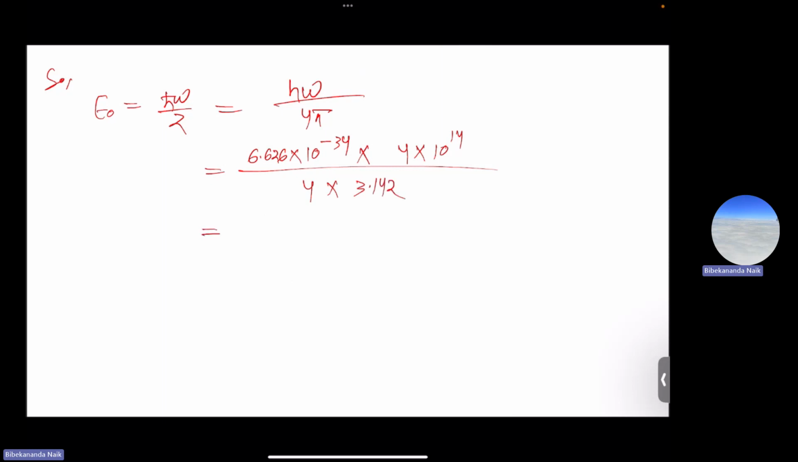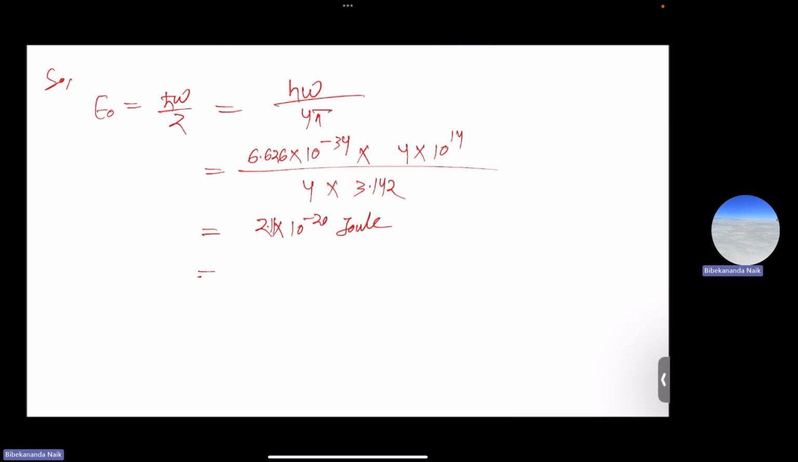So the value of the energy will be, if you calculate, since all the quantities are in SI units, the value of the energy is coming out in terms of joule. So the value is 2.11 into 10 to the power minus 20 joule.